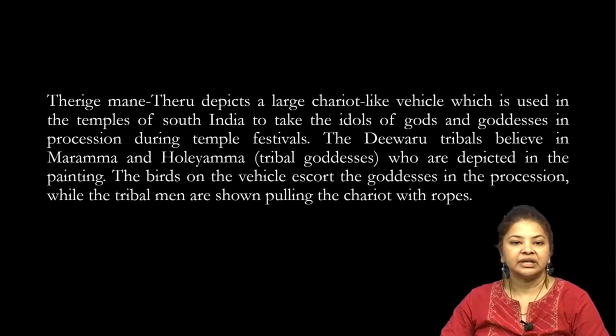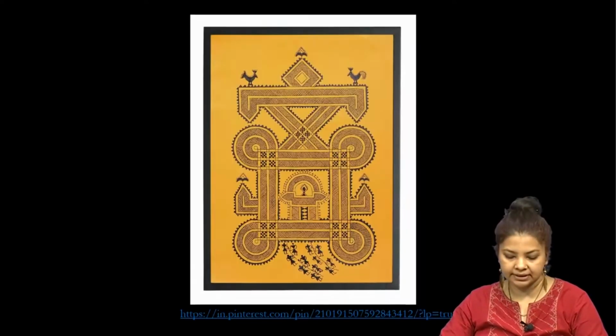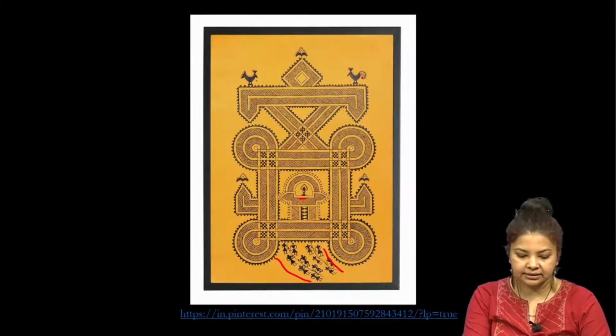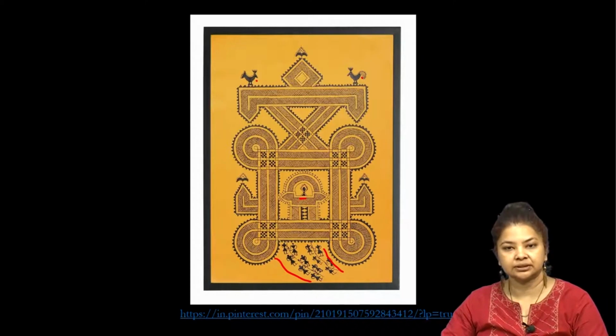The Devaru tribal believe in Maramma and Holeyamma, tribal goddesses who are depicted in the paintings. The birds on the vehicle escort the goddesses in the procession, while the tribal men are shown pulling the chariot with ropes, such as this. So, here are the men pulling the chariot with the ropes. Here is the idol of God. Here are some bird figures. So, this is another form of Chittara painting, depicting the temple procession.